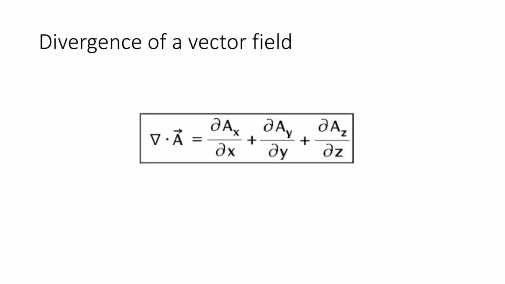And then we have the divergence of a vector field. Divergence is nothing but the dot product of the del operator with a vector. So if we have a point, and at that point we find the dot product of del with a vector, then we call it a divergence. The dot product is calculated by taking the partial derivative of each one of the components.